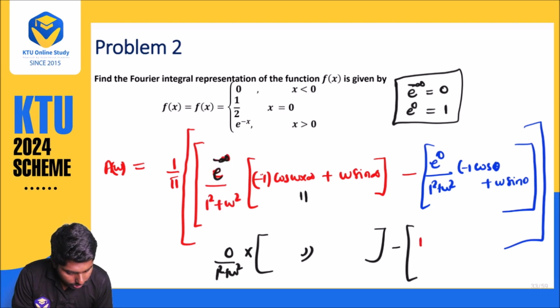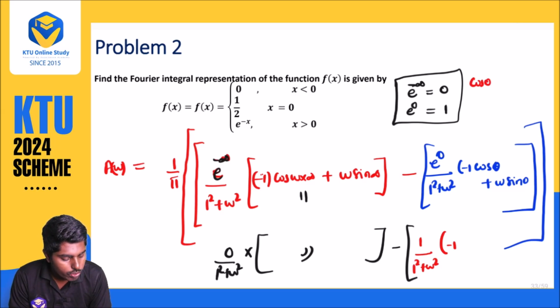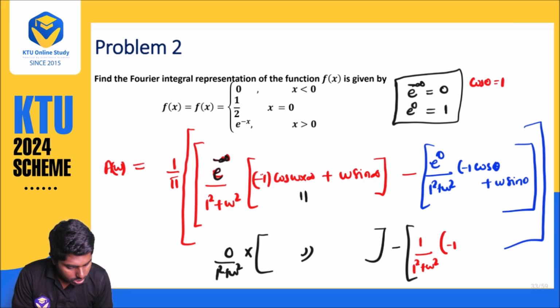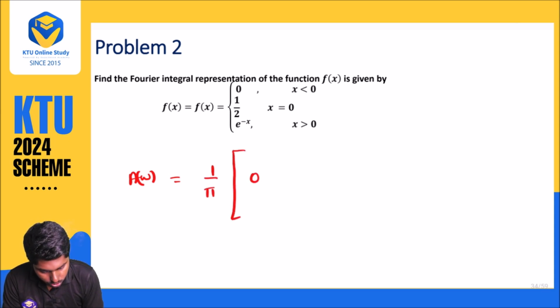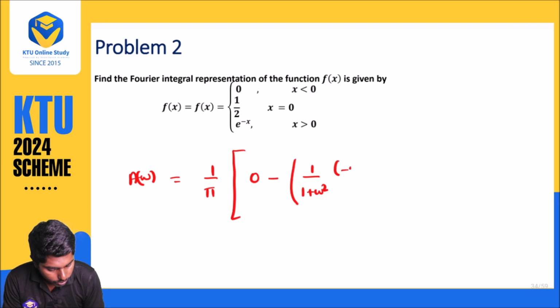So 1 divided by 1 plus omega square, into what is cos 0? Cos 0 is equal to 1. What about sin 0? We already know cos 0 equal to 1, sin 0 equal to 0, so omega into 0. So what are we getting? We are getting a omega equal to 1 by pi, upper limit minus lower limit, so 1 divided by 1 plus omega square into minus 1.